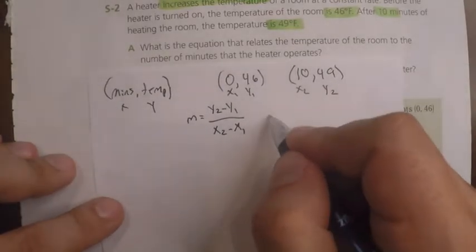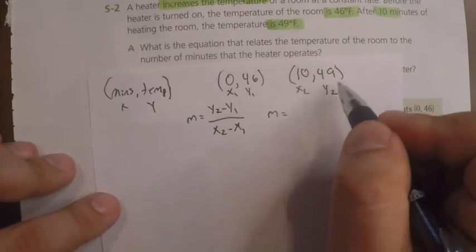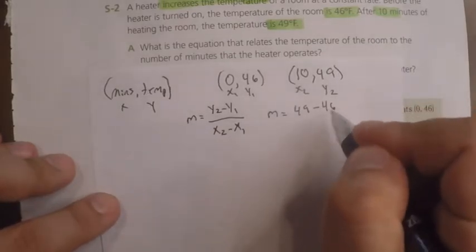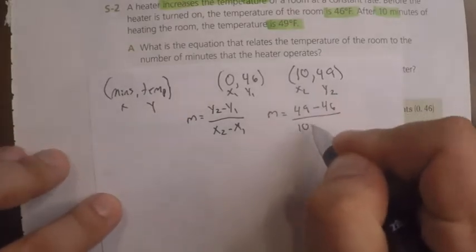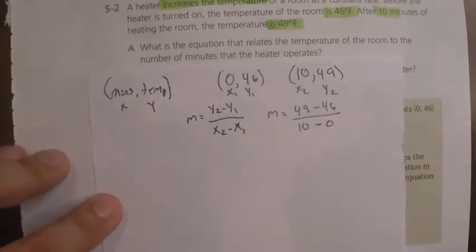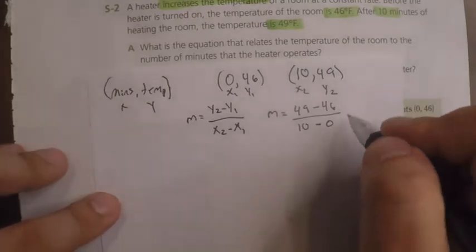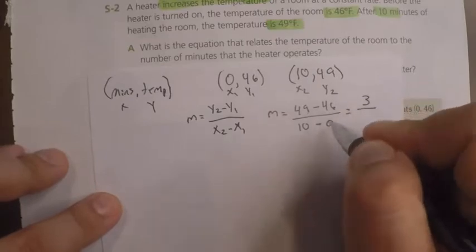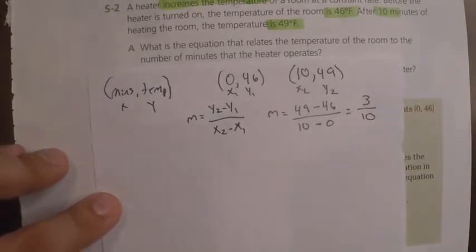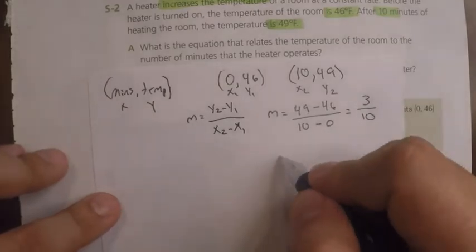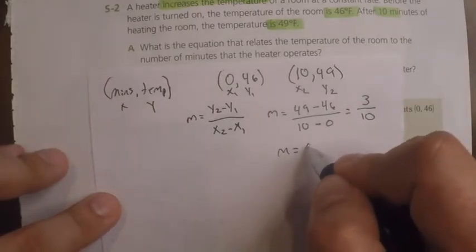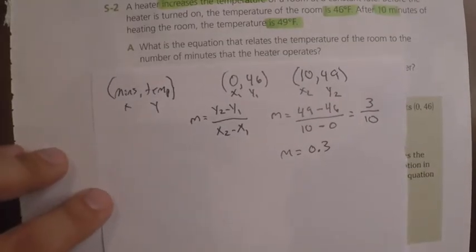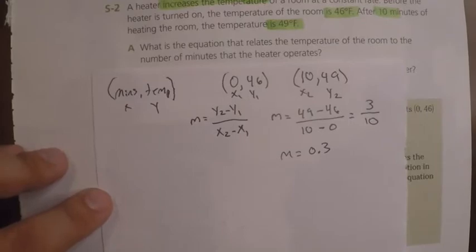Now when we work this out, we have m is equal to y2, which is 49, minus y1, which is 46, over x2, 10, minus x1, 0. This works out to 49 minus 46 is 3 over 10, which if we write this as a decimal, we have m is equal to 0.3 or 3/10. Now, this isn't an equation yet. This is just the slope of the line.